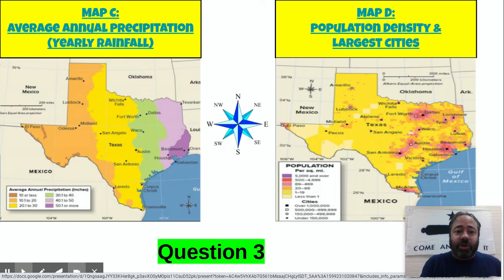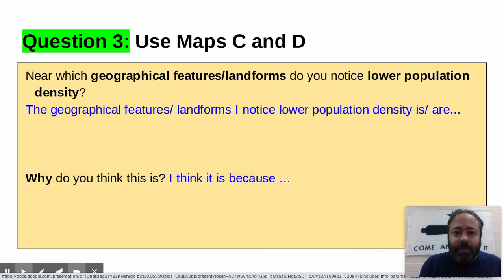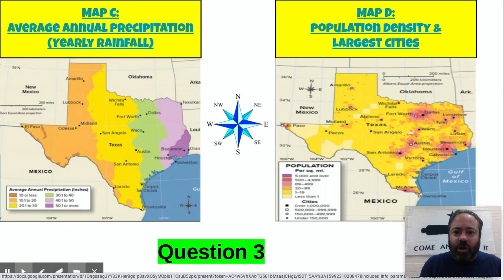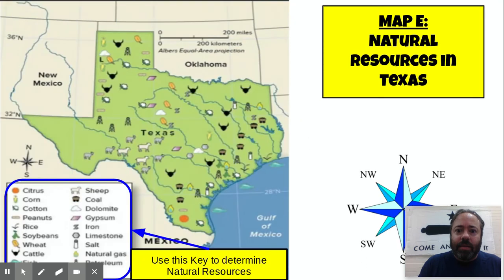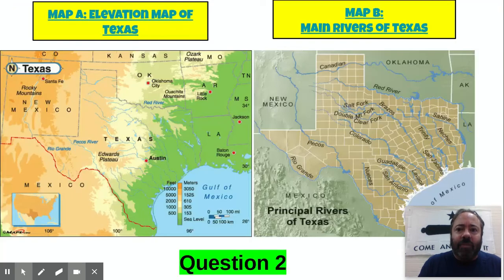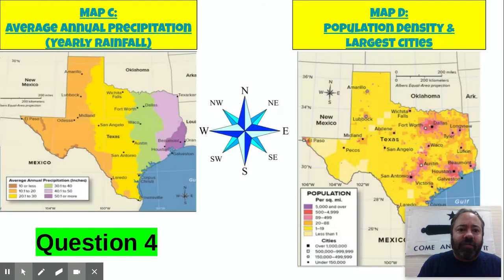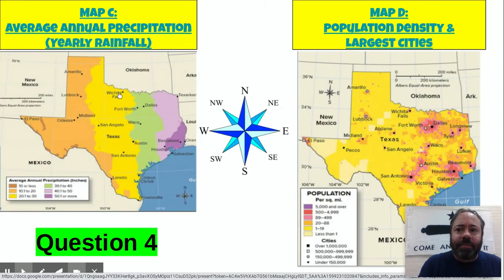Okay. Then question three is going to ask us about rainfall and population density, so we're going to use both of these. It asks, what geographical features have lower population density? Now we're going to look at this right here, which is the brown. I know it's a little hard to see, but this area is a lot of rain. And like I said, as you move west in Texas, the rule of thumb is less rain. You can always click on that. What I just did there was click on it to show you that if you're having trouble seeing it and you click on it, it'll make it larger.